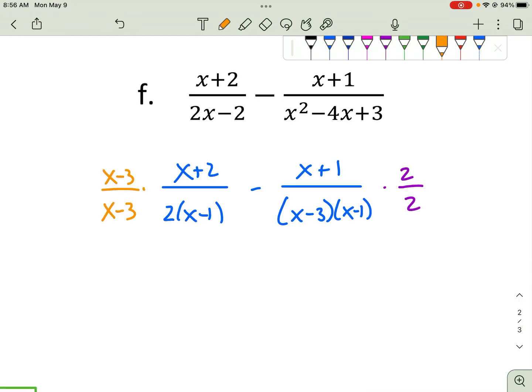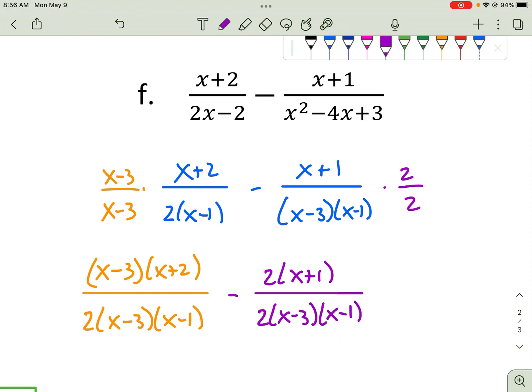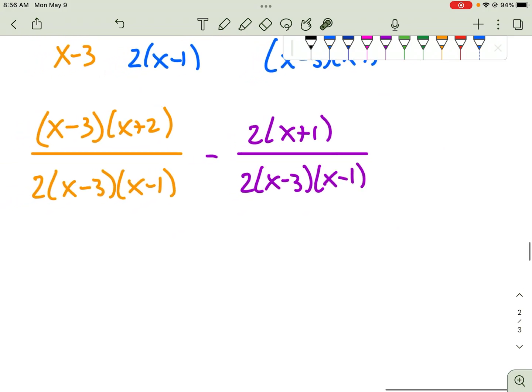So now our first numerator becomes x minus 3 times x plus 2 all over 2 times x minus 3 times x minus 1 minus 2 times x plus 1 all over 2 times x minus 3 times x minus 1. Now when you get here, don't cancel things like we were doing in the last section. Like, we don't want to cancel these 2's. We just threw that 2 into the problem on purpose. So don't get rid of them right now. That would just go back to where we started.